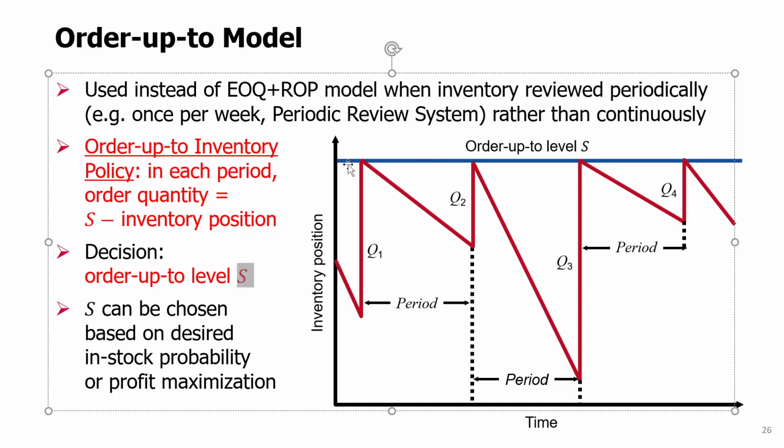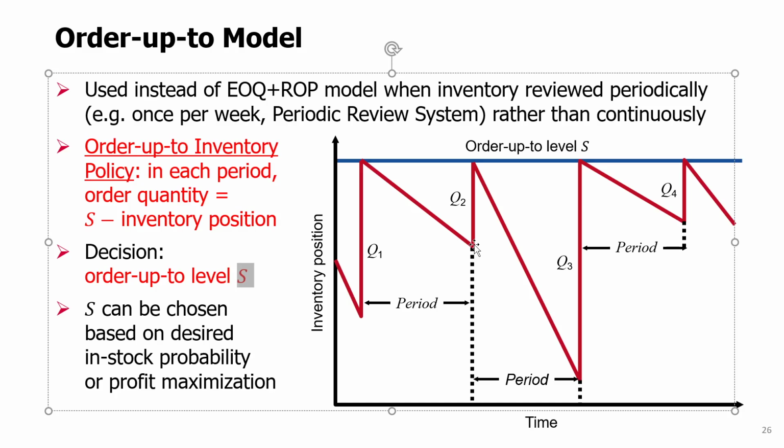And this level S is the inventory level to which we want to match the inventory position when we order. So when we are at this point, we have this much inventory at that time. We want to order, we calculate how much to order: it is S minus the inventory position. So it will be quantity Q1.